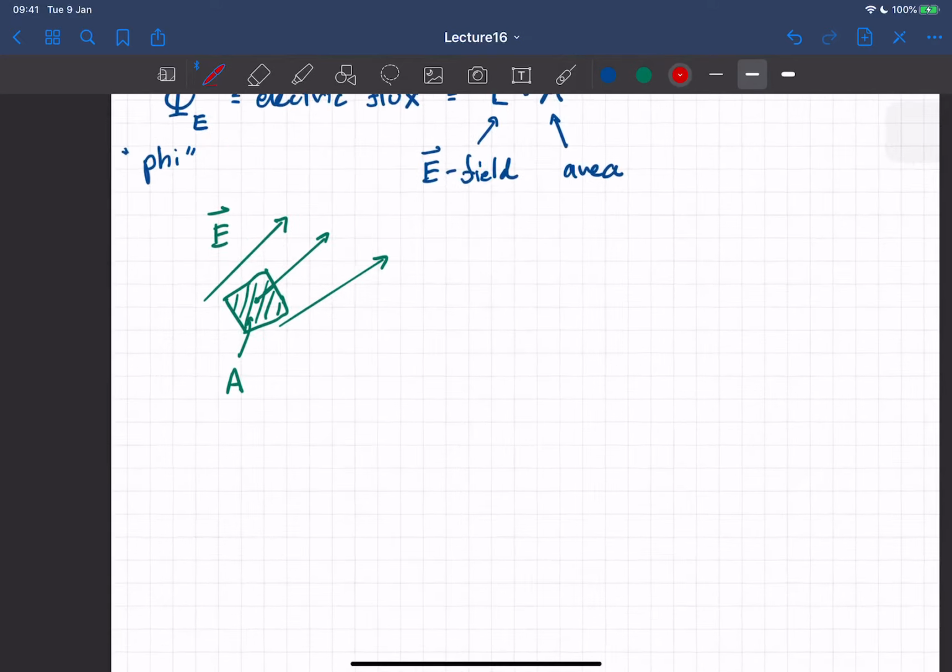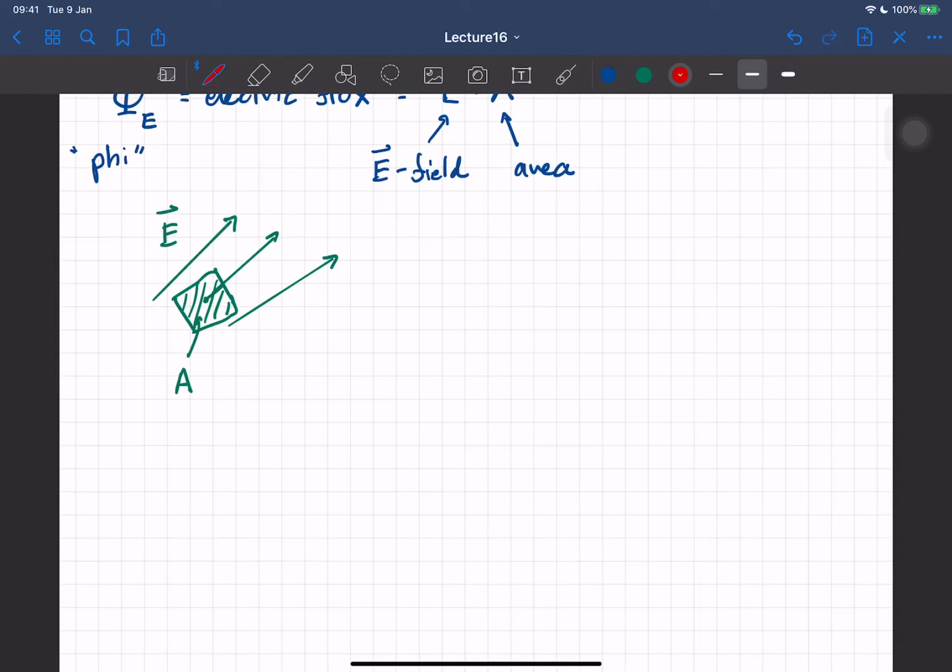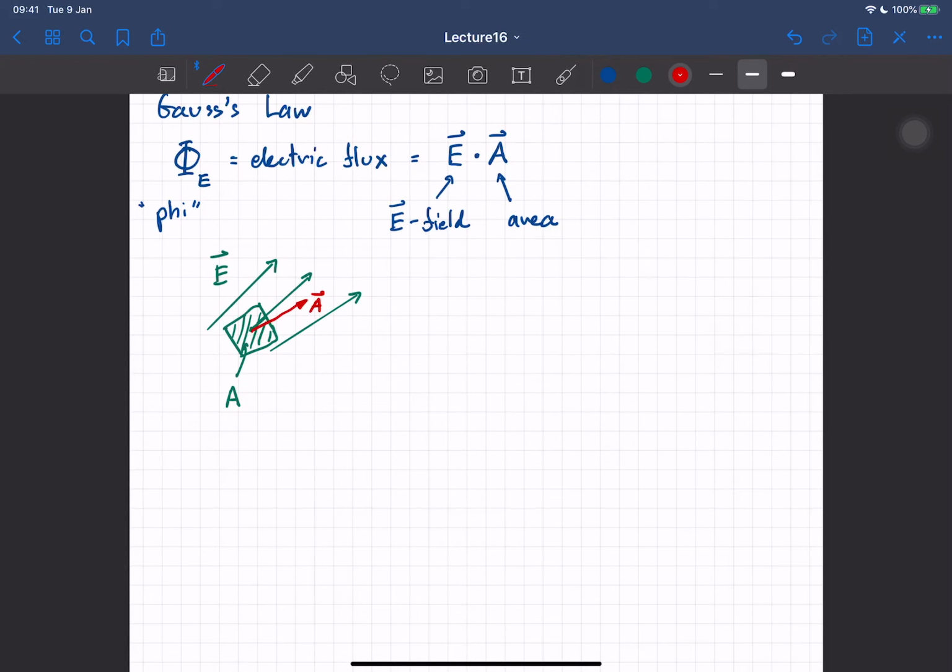So what is the direction of the area? Well, the direction of the area, which is the area vector, is the one perpendicular to the paper itself. Okay, so the definition of vector A is a vector pointing perpendicular to the area. Okay, it's a vector pointing perpendicular to the area. And the magnitude is the area itself.